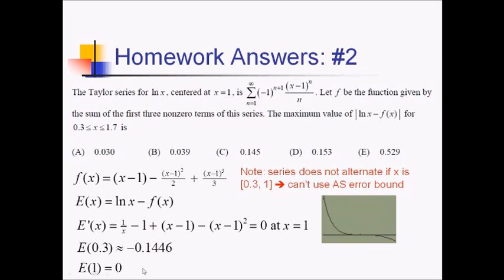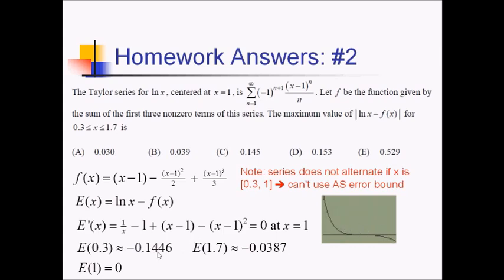1 gave us 0, and then 1.7 gave us this other negative number. So the absolute max on this is actually 0, which kind of makes sense because this was a local max. We were increasing for the original function until we got here, then we were decreasing.